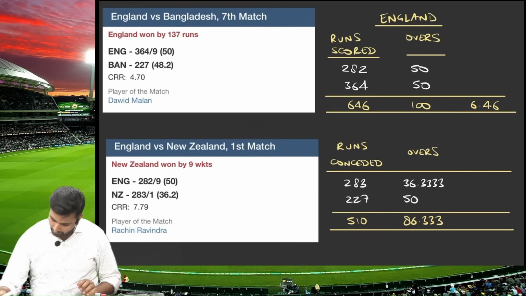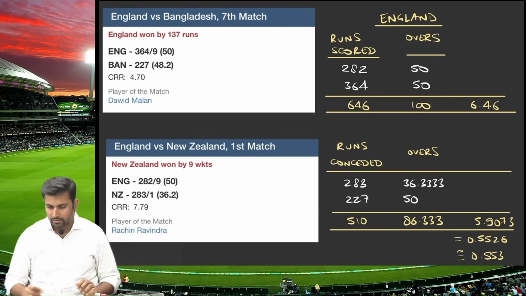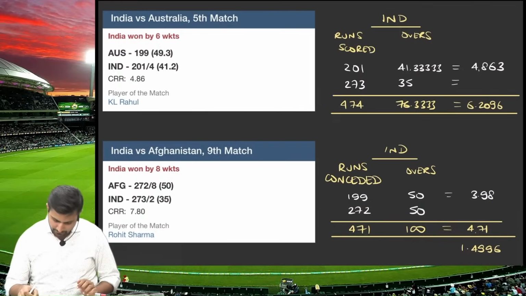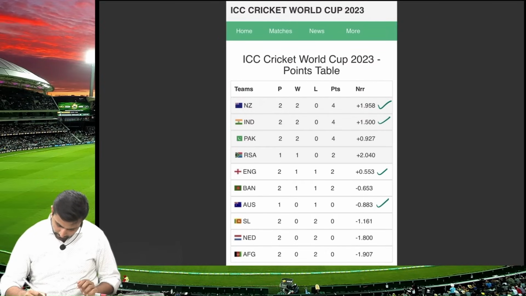So now we will calculate this 646 upon 100. We have already calculated the positive side of their run rate. 510 divided by 86.33333 is the value to be subtracted. So this is 5.9073. This is positive and this is negative, so the difference of these two is 0.55266, which can be rounded off to 0.553, a positive value. So this is England's run rate here, as you can see, plus 0.553.